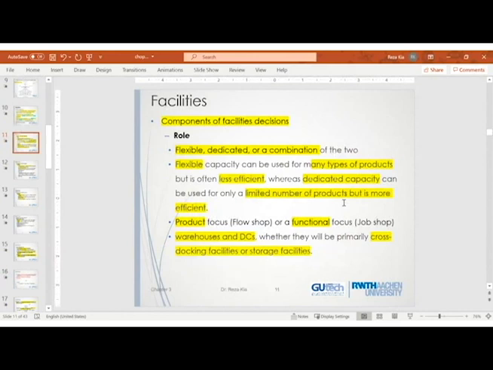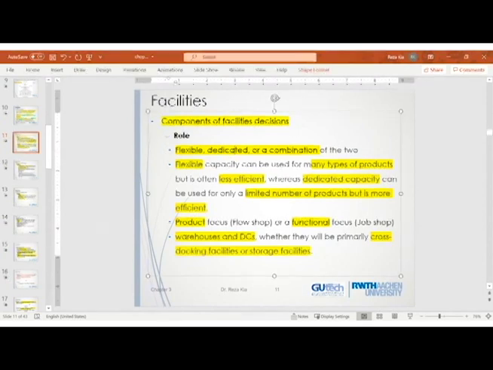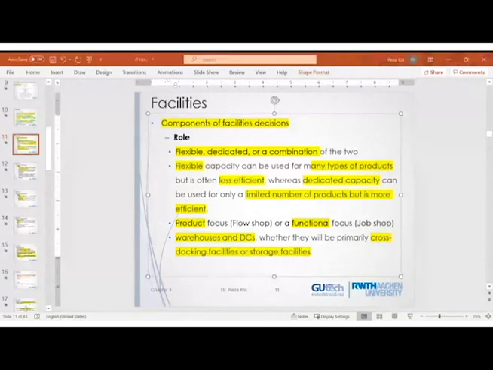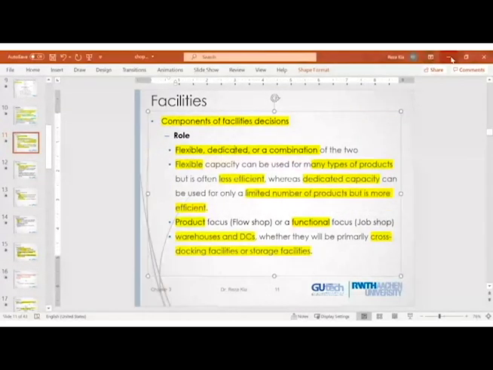For a facility, you need to decide what the role of your facility would be. Is it going to be a flexible facility, or a dedicated facility, or a combination of both? A flexible facility means that you have the flexibility to produce a huge variety of products, but the efficiency will be lower.